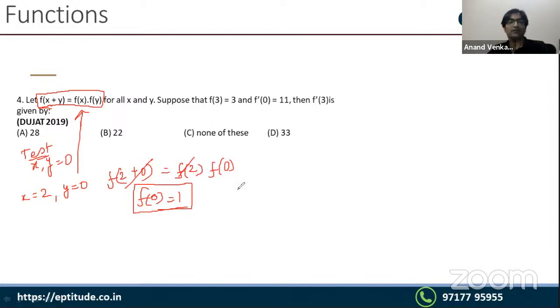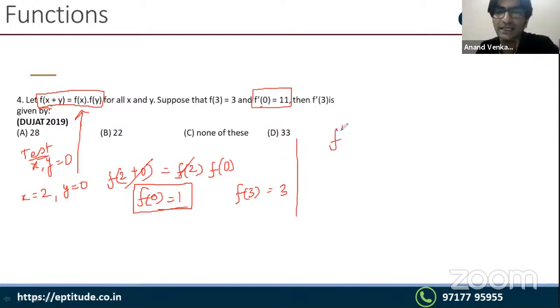ठीक है. और क्या दिया हुआ है मुझे? f of 3 भी दिया हुआ है. चलो, f of 3 is also given to me as 3, and finally I'm given this, right, which is a little weird because without any expression for fx का कोई expression नहीं दिया हुआ है, but somehow it's giving me a value of a first differential as 11, and it's asking me the value of another differential at 3. तो ये calculate कैसे करें, right?